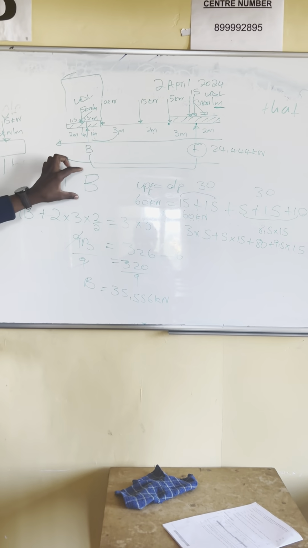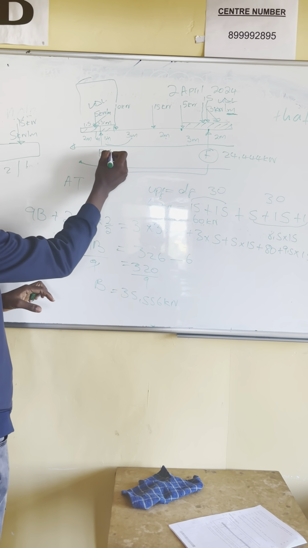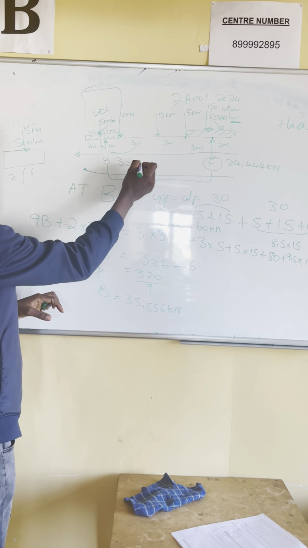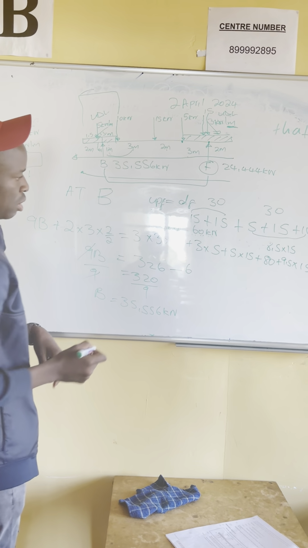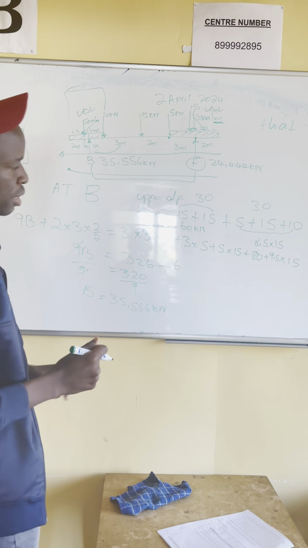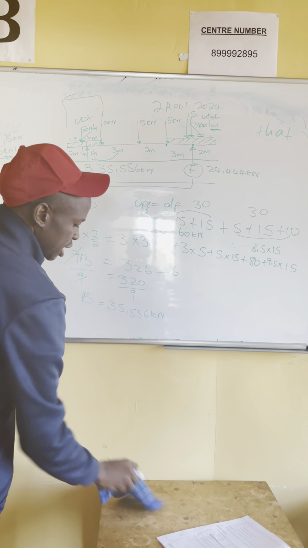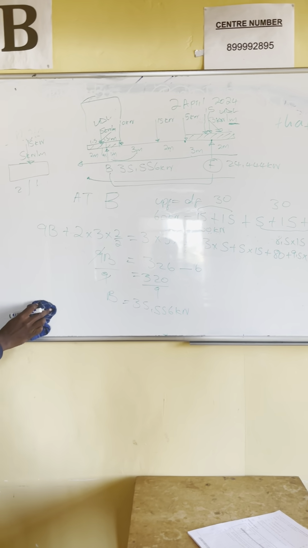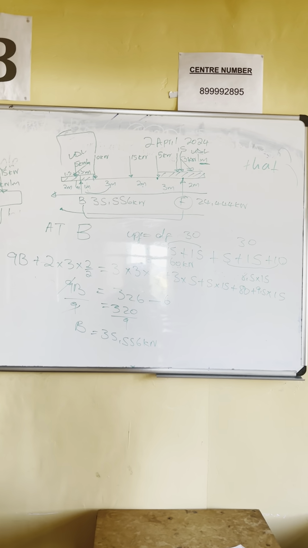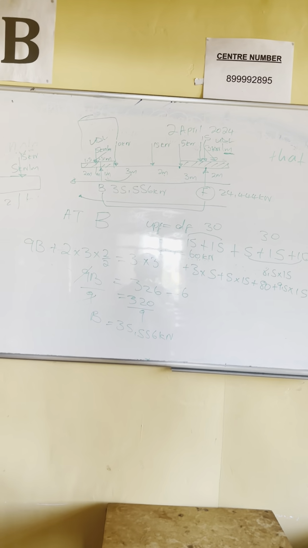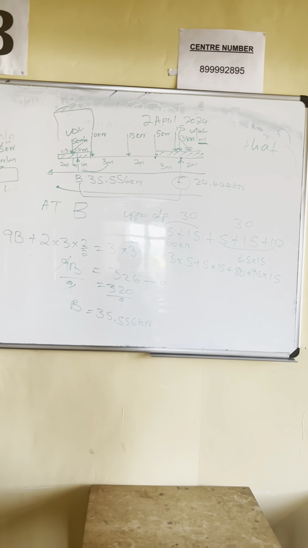Now since we got the value of B, which is 35.556 kilonewton, we can just erase this one. We can just erase this one. And then we go to this last question.